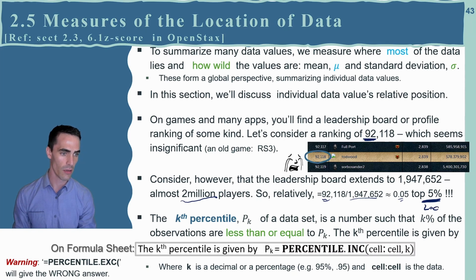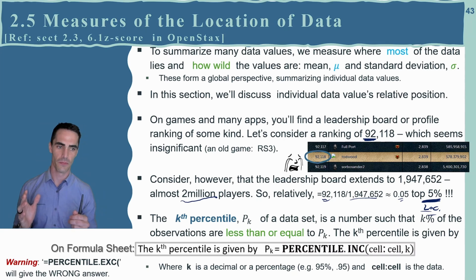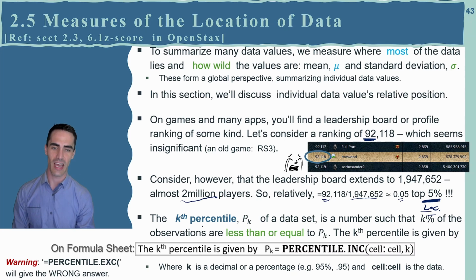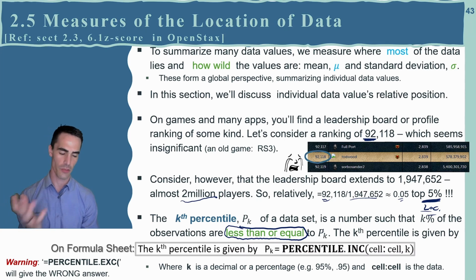This is a location. It tells you where you are relative to everyone else. It's not exactly one-to-one, but it relates to percentiles, and that's our first measure of location of data. The kth percentile of a data set is a number such that, and this is the important part, k percent of observations are less than or equal to that particular observation. Depending on what the actual value is, you can find this percentile.